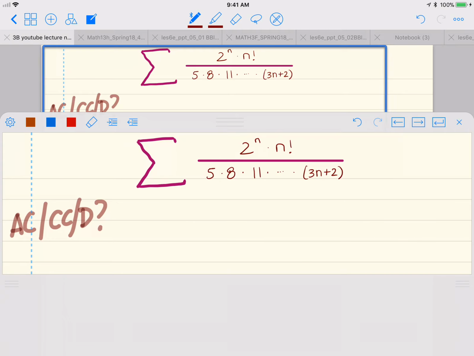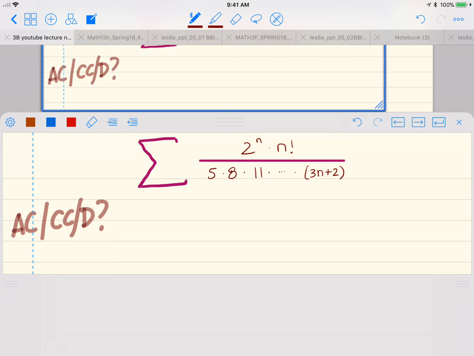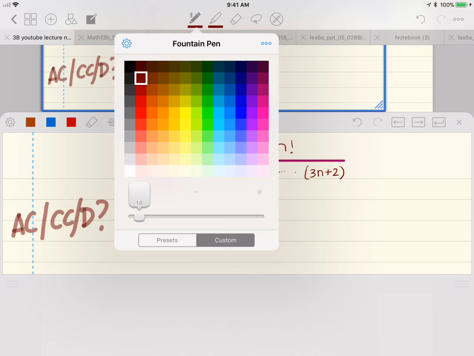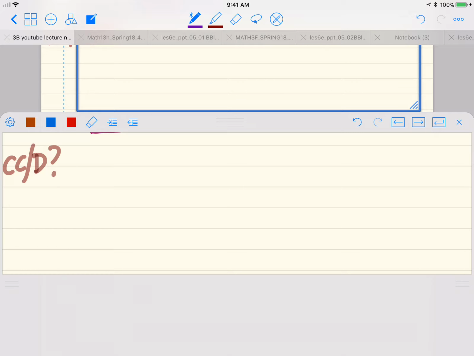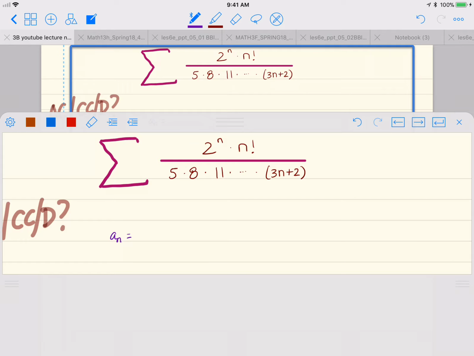All right, let's do another example where we are working with factorials like this. Okay, so the first step is to write carefully our formulas for a sub n. So a sub n is going to equal 2 to the n times n factorial, and then in the denominator, 5 times 8 times 11 times ... times. Now I've got to figure out what is the term that comes right before 3n plus 2.